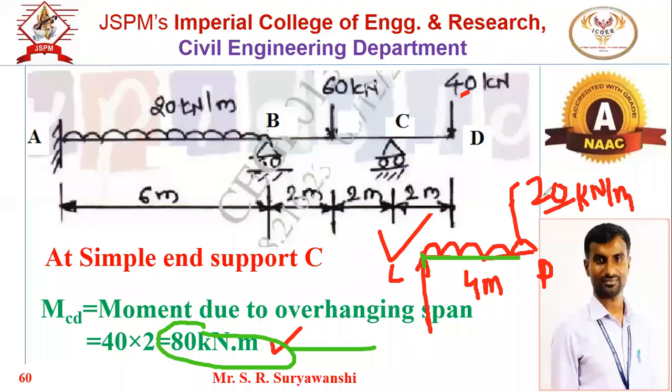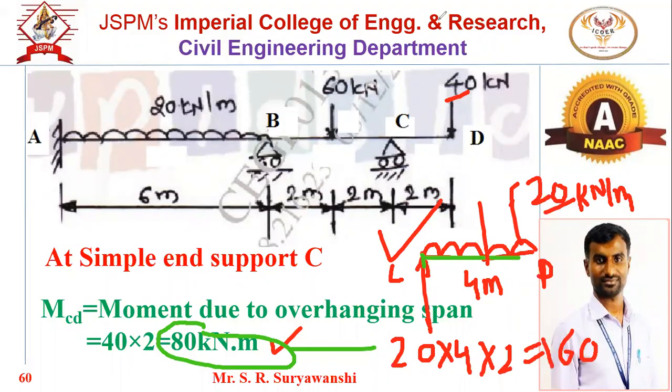How? So this 20 into 4, okay, this is the total load. So where this total load will act, it will act at the center. And what is the perpendicular distance of that point load from C? L by 2. So 4 by 2 is 2. Means that will be 20 into 4 into 2. So that will be 160.